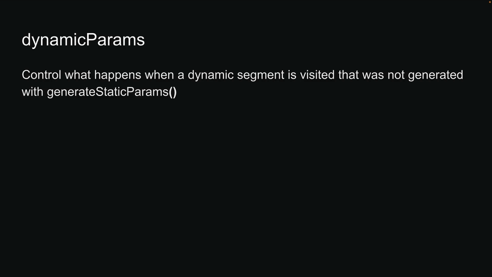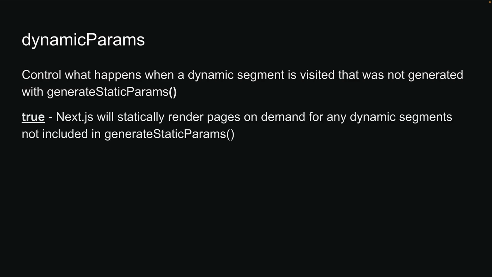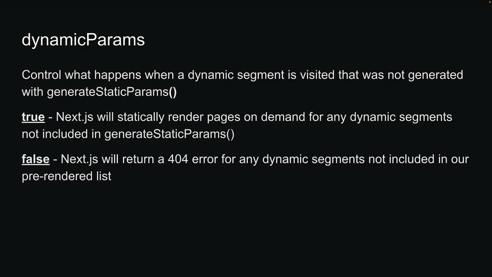Now Next.js actually gives us some control over this behavior through a setting called dynamicParams. By default, dynamicParams is set to true, which means Next.js will statically render pages on demand for any dynamic segments not included in generateStaticParams. But here's where it gets interesting. We can set it to false, which tells Next.js to return a 404 error for any dynamic segments not included in our pre-rendered list. Let's see this in action.